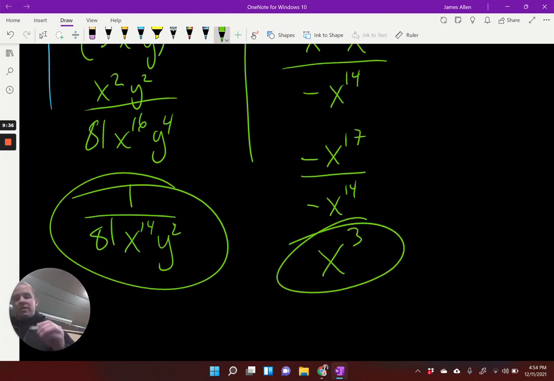Be very, very careful with those. Parentheses are a big player in that problem as to how it all works. And odd degree exponents retain the sign. The even degree always makes it positive.